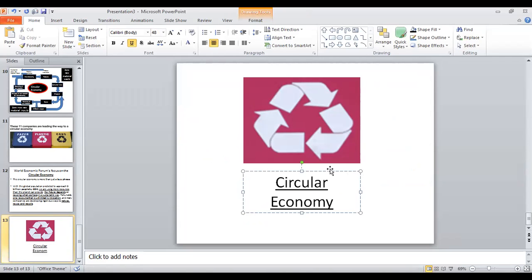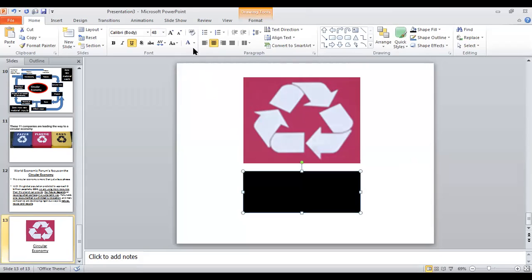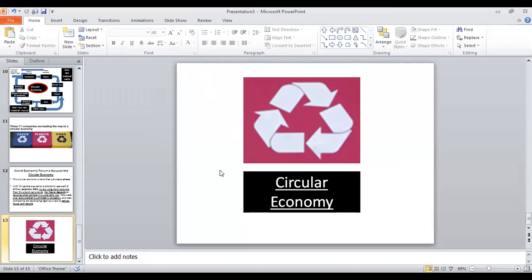This is the best answer for this. Supports the circular economy. Yes. So we learned this. So in an industry, yes.